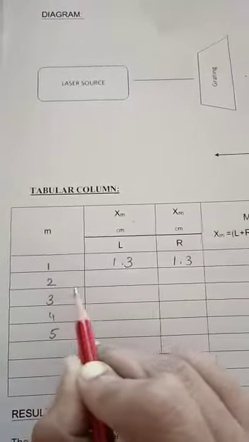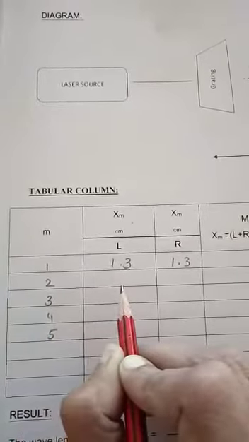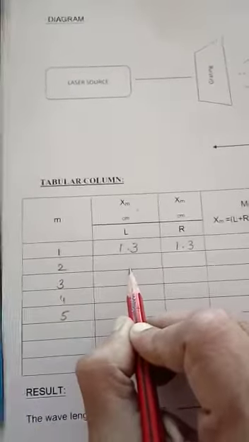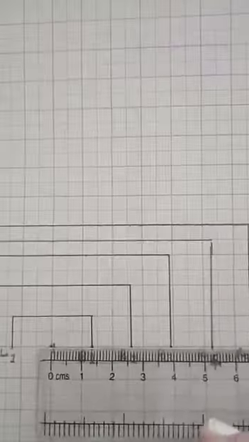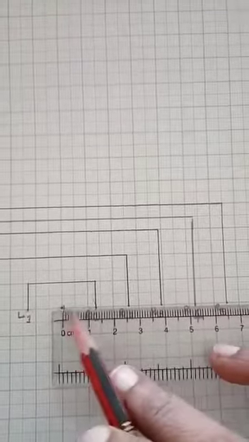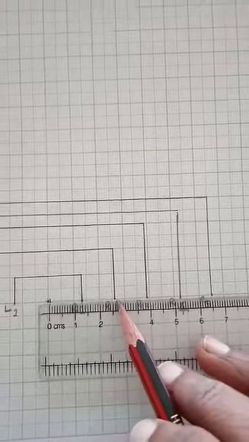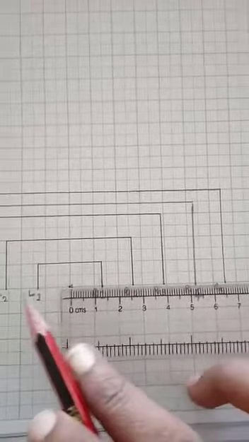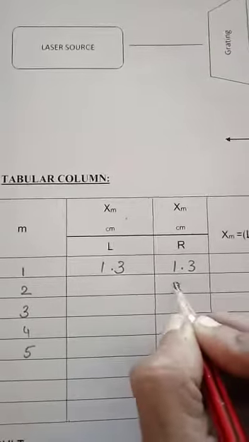Now we go with the second order. That is, for the second order, the distance from the center spot to the second order spot. Now we are going to measure the distance to the second order spot. From here to here, it is 2.6. Similarly, measure towards the left-hand side of the second order and tabulate the reading. Towards the left-hand side we got it, and towards the right-hand side we got 2.6. Now we are going to see the third order.